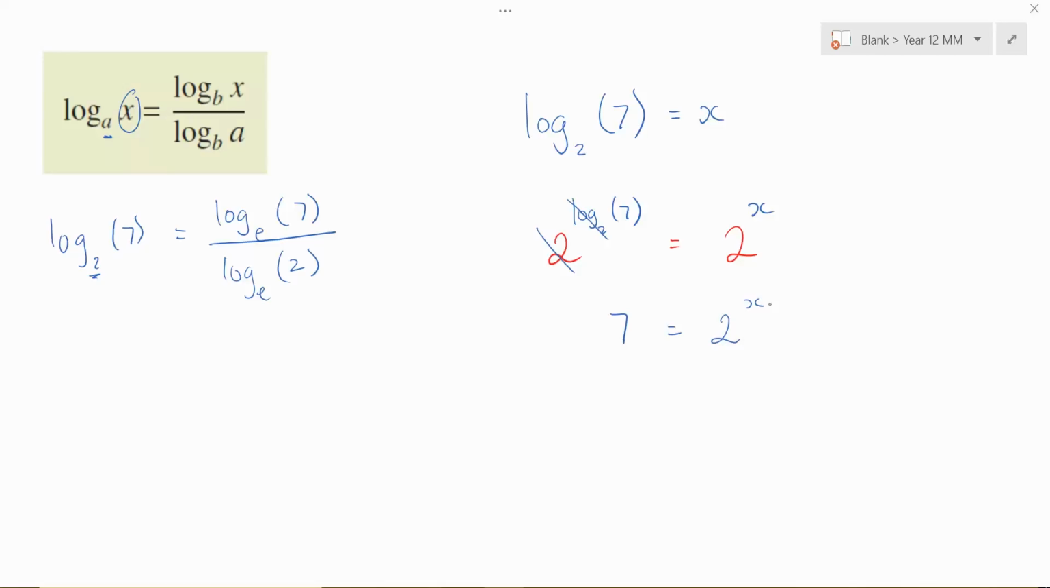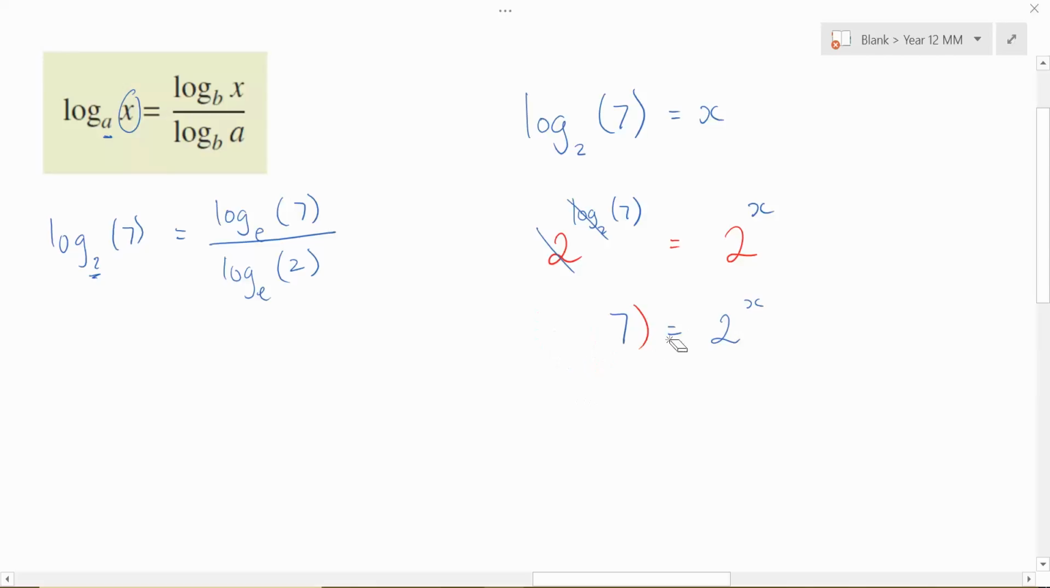But now what I can do is change this side to log whatever I want. In my case, I want to log either E or log base 10. So let's say I say log base 10 of 7 on both sides now. I say, all right, I can do this on my calculator. I can't do log base 2, but I can do log base 10 of 7 on the left.